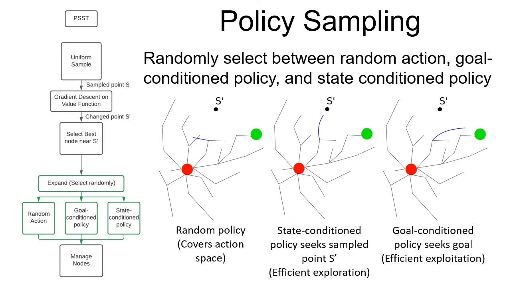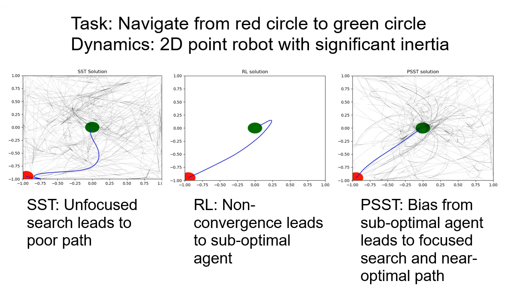Additionally, we sample from a variety of policies, including a random policy to enforce action space coverage, a random state conditioned policy that attempts to reach the sampled point, and a goal conditioned policy that attempts to move directly to the goal. We find that while SST tends to have poor path quality as a result of its unfocused search, and pure reinforcement learning agents may have suboptimal solutions resulting from a failure to converge, PSST frequently delivers near-optimal paths and high success rates.